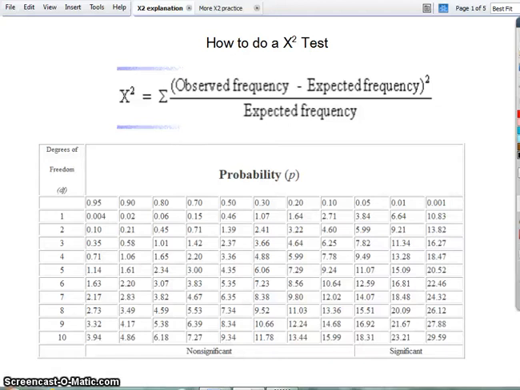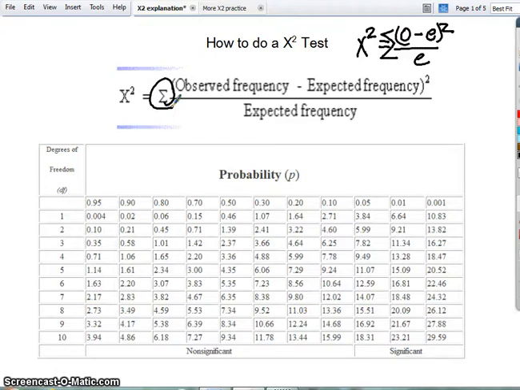Okay, so this tutorial is going to walk you through how to do the chi-square test. Remember, on the AP Bio exam, you're going to be given the chi-square formula. They're going to write it a little different. It's just going to say chi-square is equal to O minus E squared over E. And usually you're going to see this little summation here.